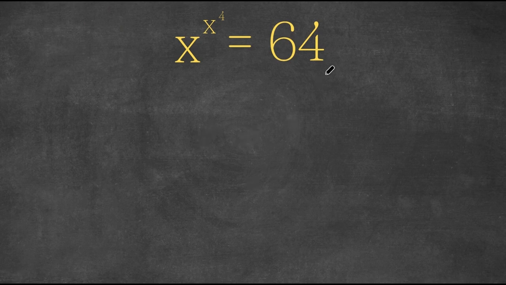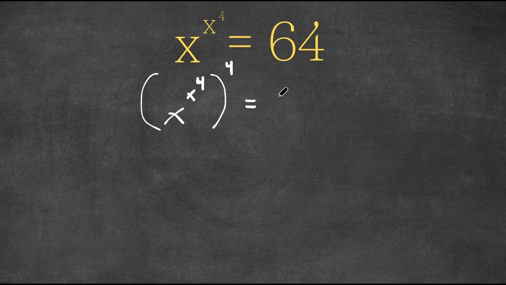In today's video, I'm going to be teaching you guys how to solve this exponential equation. So we have x to the power of x to the power of 4 equals 64. So now what I'm first going to do is take the power of 4 on both sides. So now we have x to the power of x to the power of 4, to the power of 4, is equal to 64 to the power of 4.